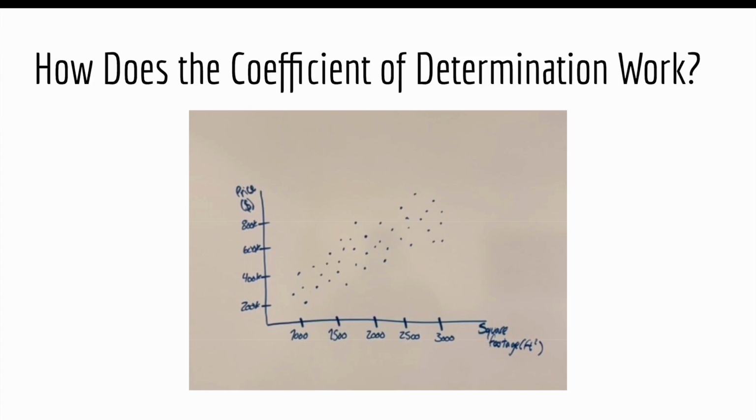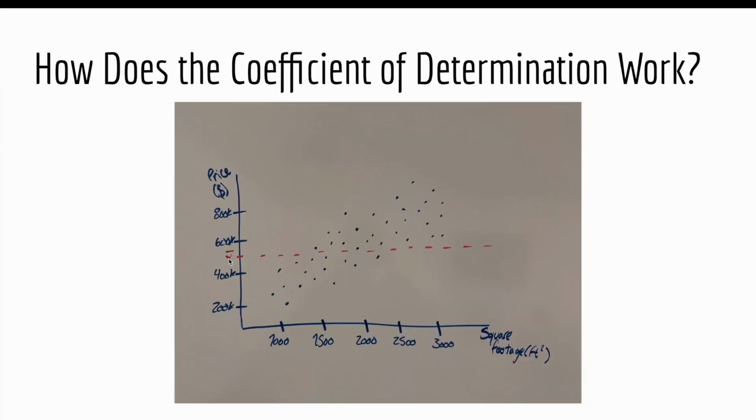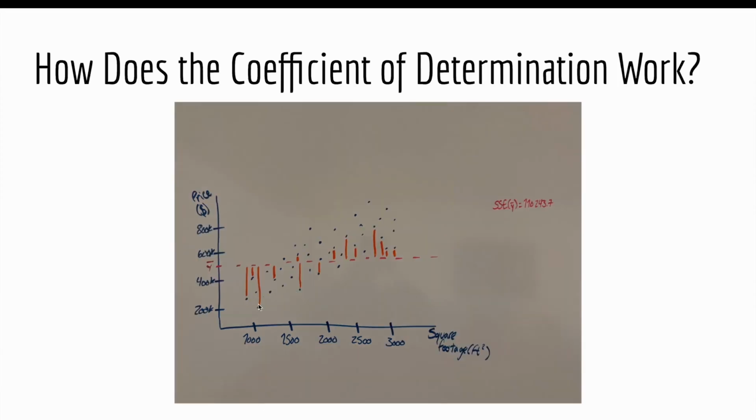So here I drew up a mock data set of housing prices and square footage. What we're going to do first is look for our mean housing price. That's going to be symbolized with our Y bar, and we're just going to draw a straight line through our data set. So this is our mean housing price, which is around $500,000. And we're going to take each data point and find its distance from that mean, that Y bar line, square each distance, and add them all up. And that is going to give us our sum of squared residuals for Y bar.